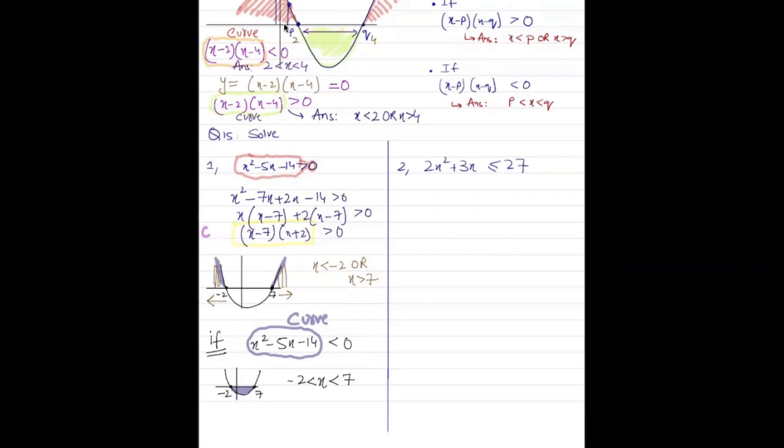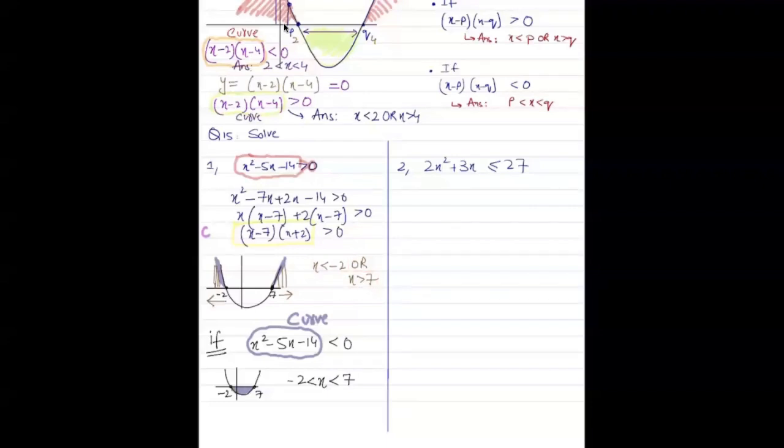Sir, if x squared minus 5x minus 14 is greater than 0, it will be the opposite answer. Come again, sorry. If, like in the first solution, you give us x squared minus 5x minus 14 greater than 0, that means the solution will be -2 greater than x and x is less than 7. x is greater than 7.